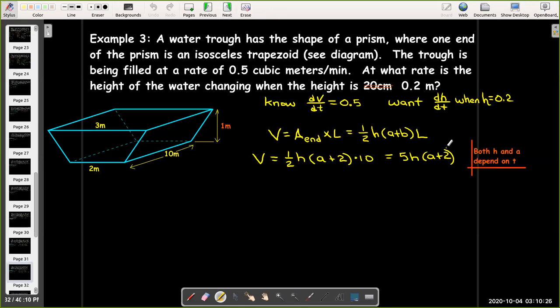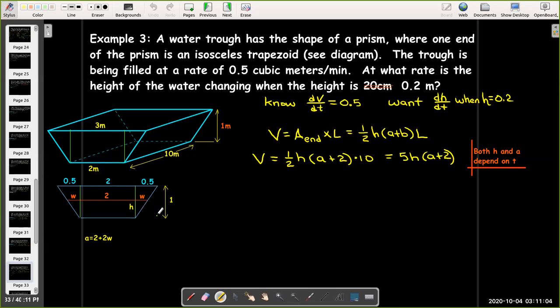I still need to do some more work because both h and a are functions of t. Both of them are increasing as t increases. And so when I do the implicit differentiation, it would be much easier if I could write this as only one variable. In fact, if I could write this expression only using h, that would be much easier. So what am I going to do? Some geometry and some algebra.